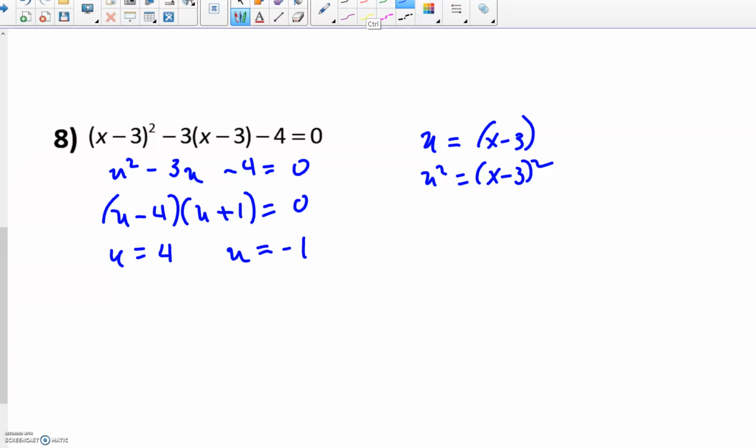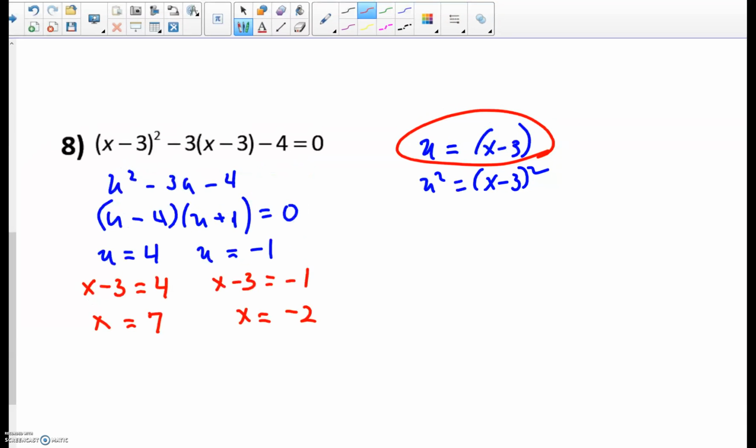Then we'll go back and substitute again with our u, which is x minus 3, so that's going to be x minus 3 is 4, so add 3 to both sides. Oops, lost it there. Good grief. Okay, well, I'm having a little trouble with my eraser popping up, but here our answers are going to be x is 7 and x is negative 2.